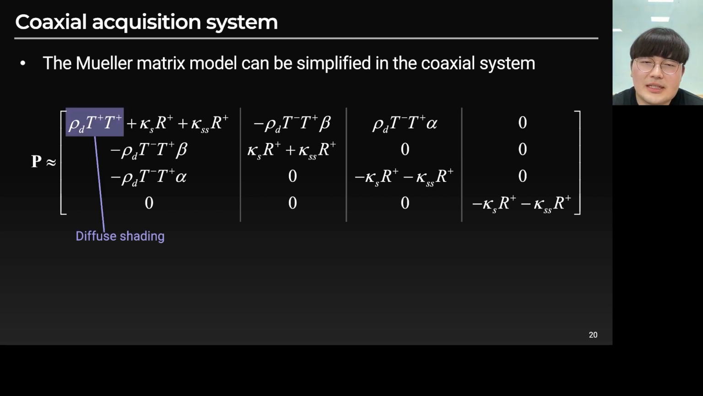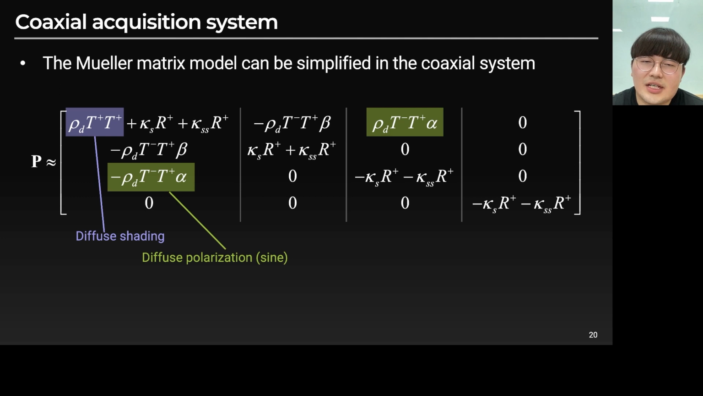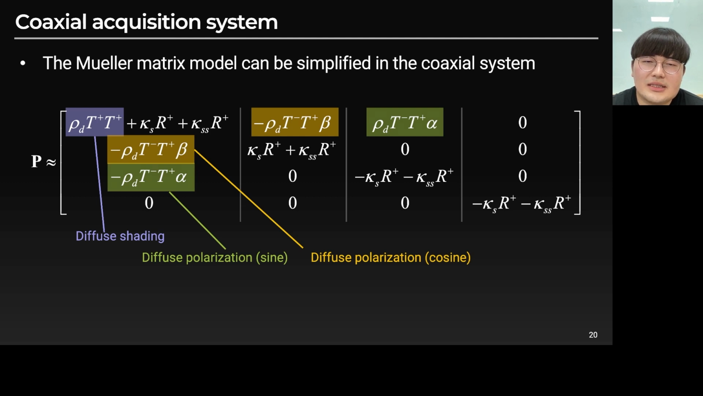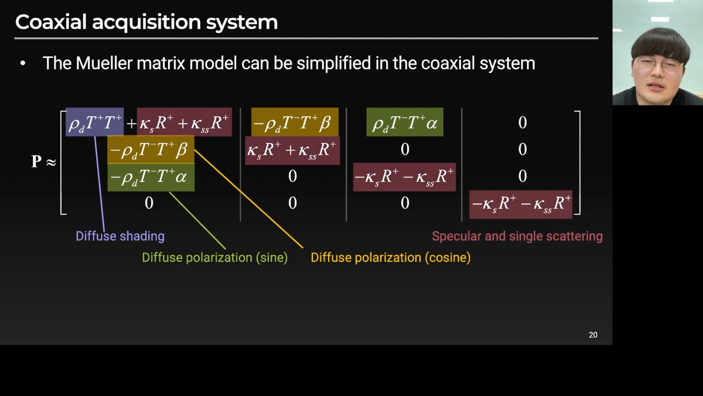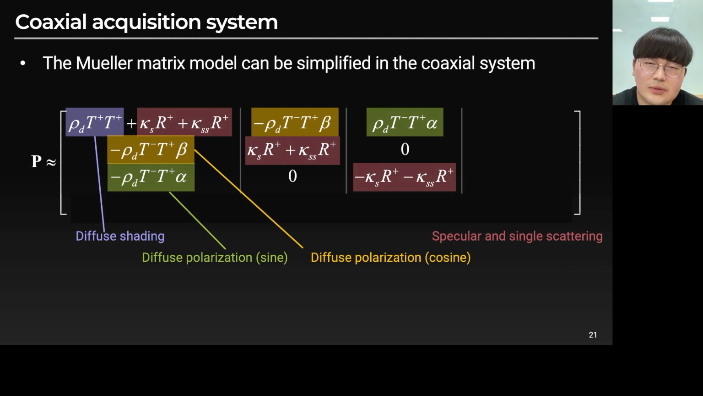The blue term means diffuse shading. The green term indicates the sine component of diffuse polarization. The yellow term means the cosine component. Lastly, the red terms are the specular and single scattering components. In this work, we focused on measurement of linear polarization only, so we reduced the dimension to 3 by 3.